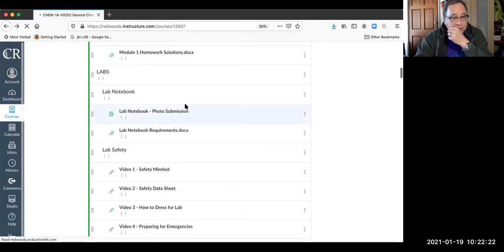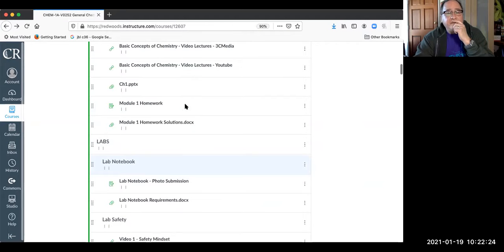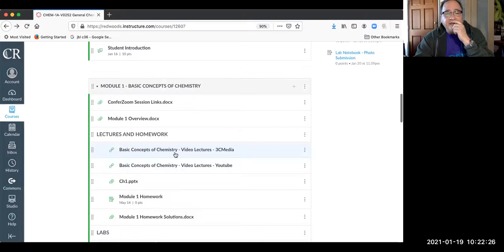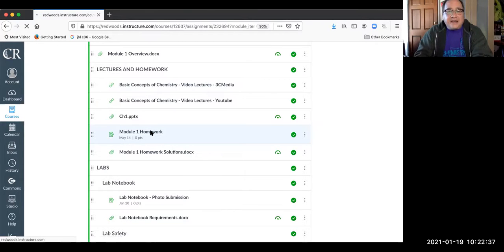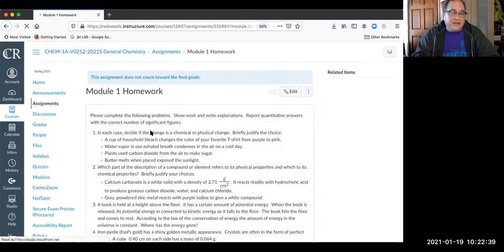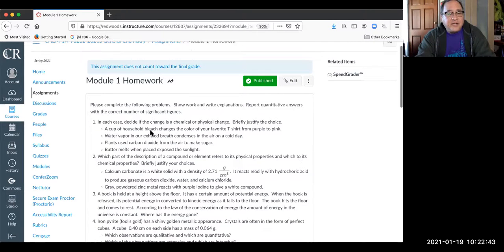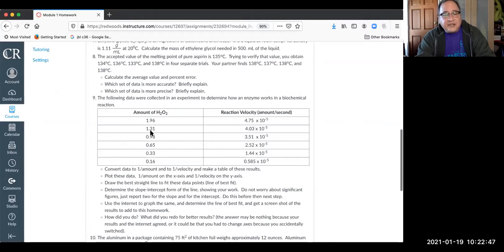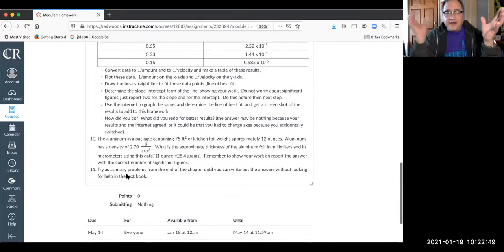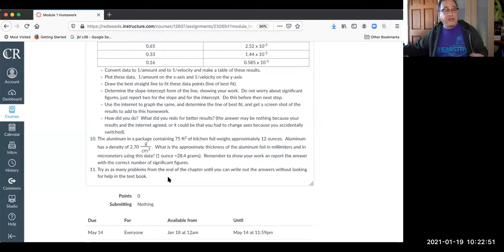Okay, so as we scroll down here, you'll see that in this same part with lectures and homework, I have the homework, and the homework is worth 0 points, but it's also worth all the points. What I mean by that is if you can't do the homework, you will fail the exam. That's all there is to it. So here are 10 problems which I've written out. And in addition, number 11 is try to do as many end of chapter problems as possible.